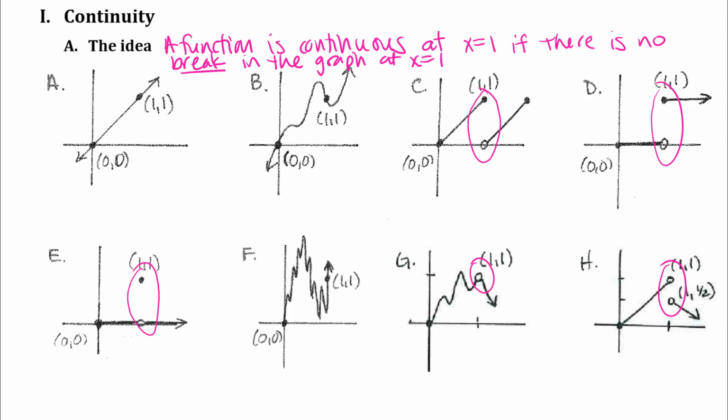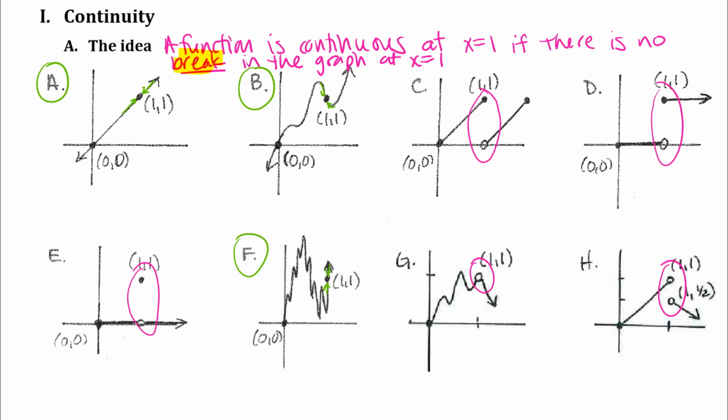All right, so mathematically, we need to define what we mean by this idea of a break in the graph, and so that's what we have down in the definition below. So all of those graphs that I circled in pink there have a break in the graph at x equals 1, and then the three that I did not circle, so graph A, graph B, and graph F, notice that at x equals 1 there is a point, and as we get close to x equals 1, the graph is headed toward that same point where the graph is actually at when x is actually equal to 1.